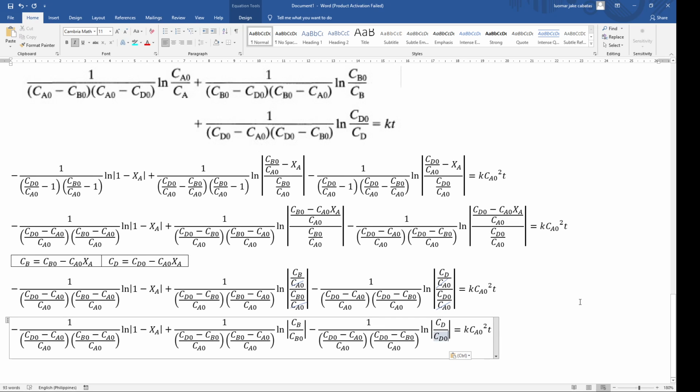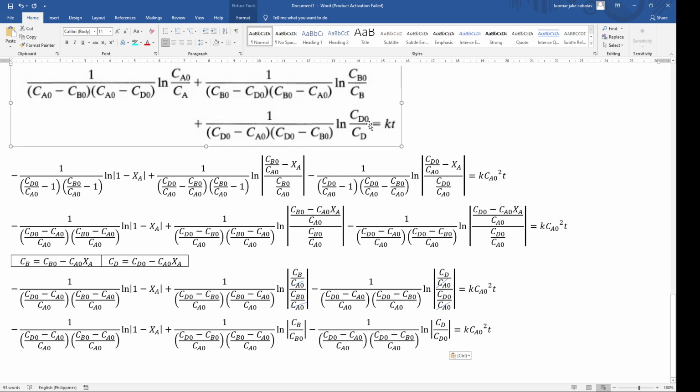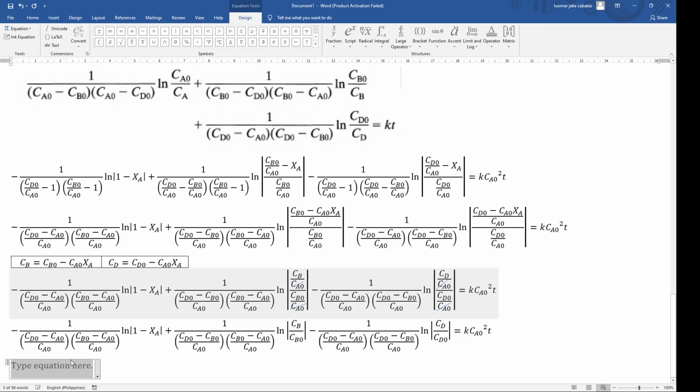So in the equation in the Levenspiel, it's CBO over CDO, then CD over CDO. So diba remember, if you have the property of negative ln of A over B, this is equal to positive ln of B over A.